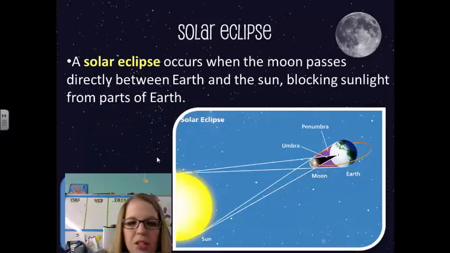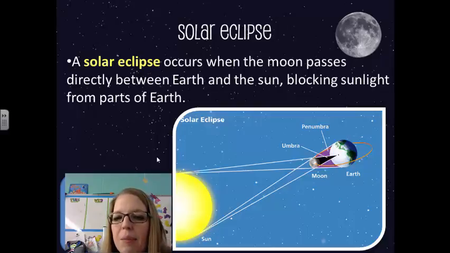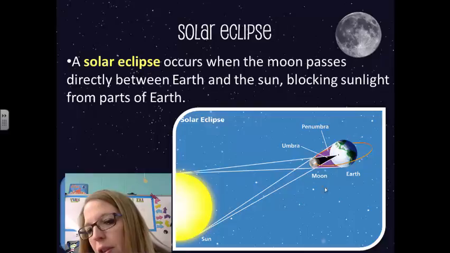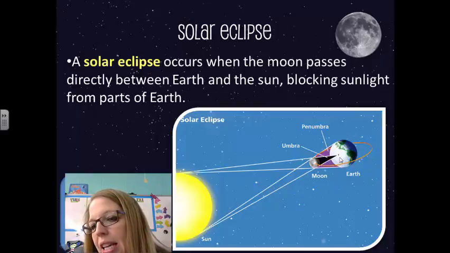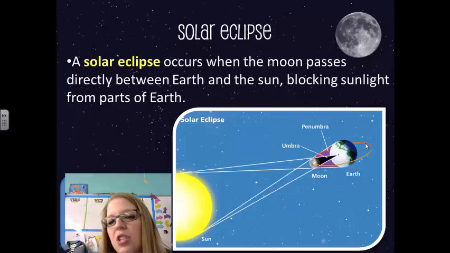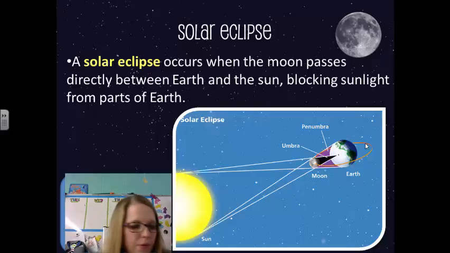A solar eclipse is the next word. A solar eclipse occurs when the moon passes directly between the Earth and the sun, blocking the sunlight from parts of the Earth. These are pretty rare to see. They happen just as often as a lunar eclipse, but since the shadow is pretty small, if you look over here on the Earth, the shadow is teeny tiny. Since that shadow is so small, only that section of the population that's in that shadow actually gets to see the eclipse. The rest of the Earth really doesn't get to see the eclipse at all.